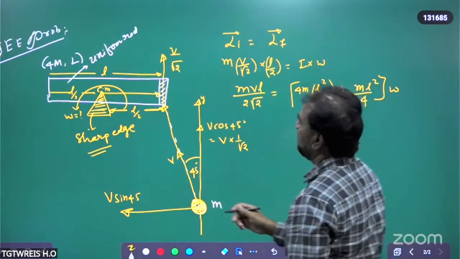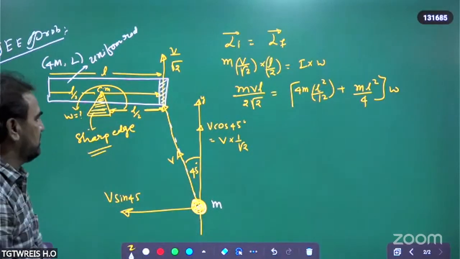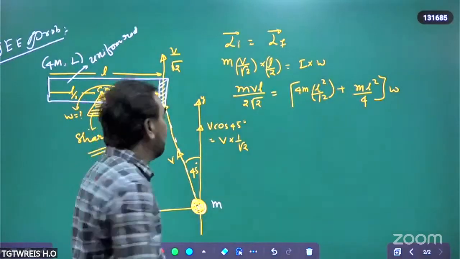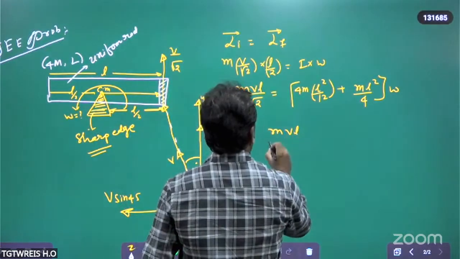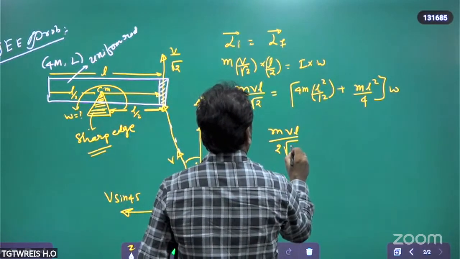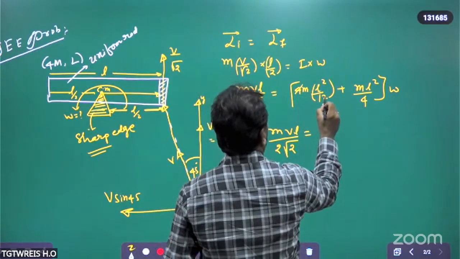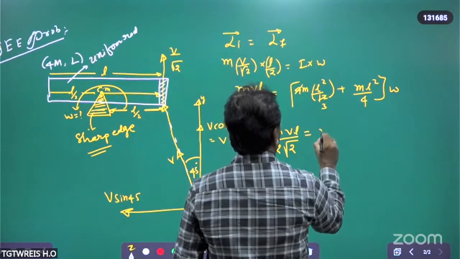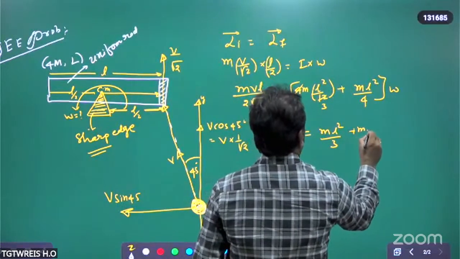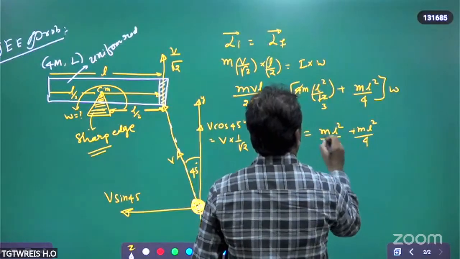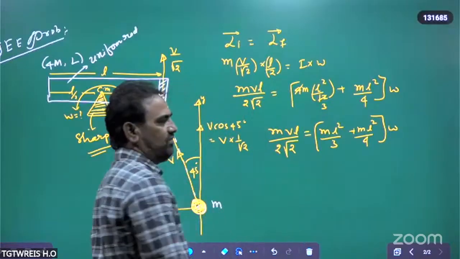With what angular velocity would it be rotating? It is rotating with an angular velocity of omega. Is it clear? So from this it is very clear that mvL upon 2 root 2 is equal to (1/4 or 1/3) ml square by 3 plus ml square by 4 into omega. Now we have to calculate the value of omega.